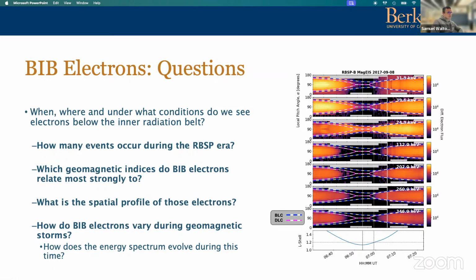And so the questions we're asking for the rest of this seminar are: how many of these events occurred during the RBSP era? We have the whole 7-year Van Allen Probes B data set with these background-corrected measurements. And how can we associate these events with geomagnetic indices and geomagnetic activity? We also want to look at the spatial profile of that in relation to geomagnetic storms. So I've also done a superposed epoch analysis.